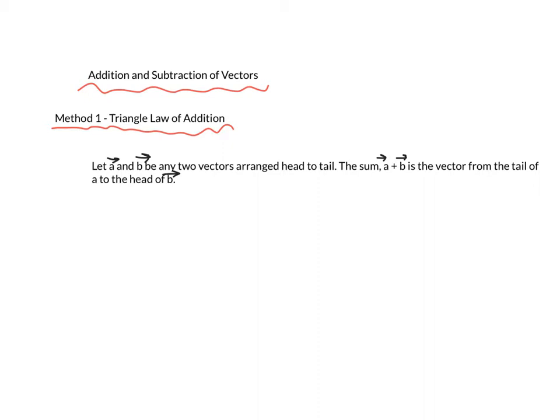So I'm going to draw two vectors here. I will start with vector A, and then they need to be arranged head to tail, so I will draw vector B. Now it says that vector A plus B is the vector from the tail of A to the head of B. So this is my vector A plus B.